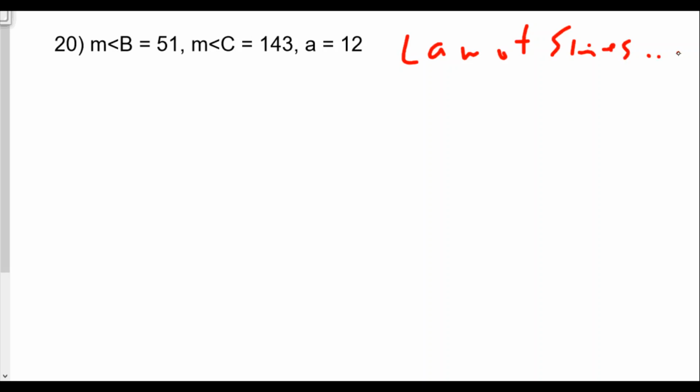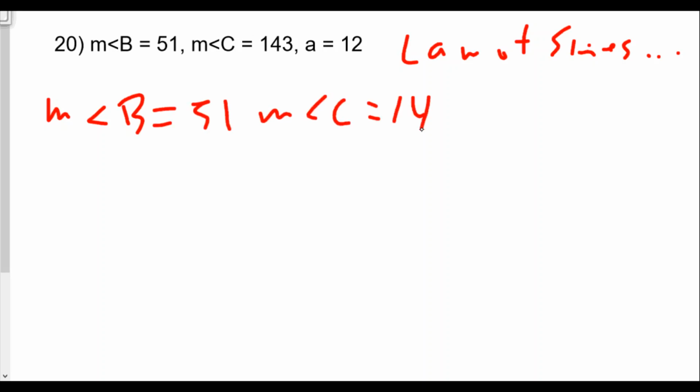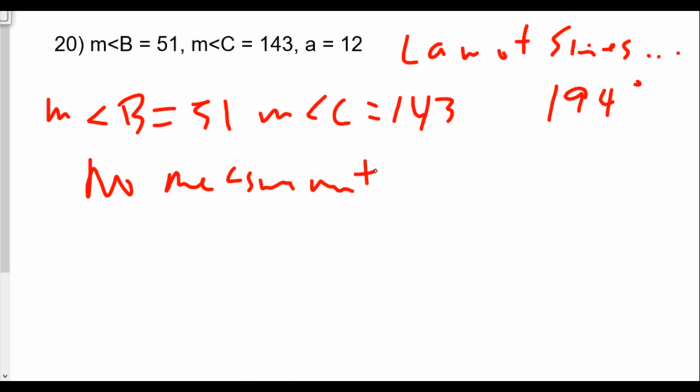But wait a minute though. If the measure of angle B is 51, and the measure of angle C equals 143, add together, you get 194 degrees. There's no measurement left for angle A, actually. So, because of that, it's not possible. No possible triangle.